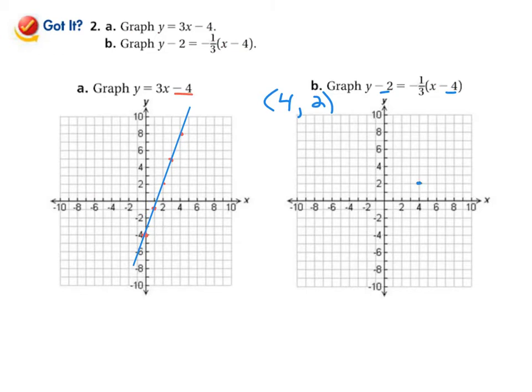And we have a slope of -1 over 3, so we can drop 1, run 3. Drop 1, run 3. And if you connect those points, and I'm just going to adjust it, that's what you get.